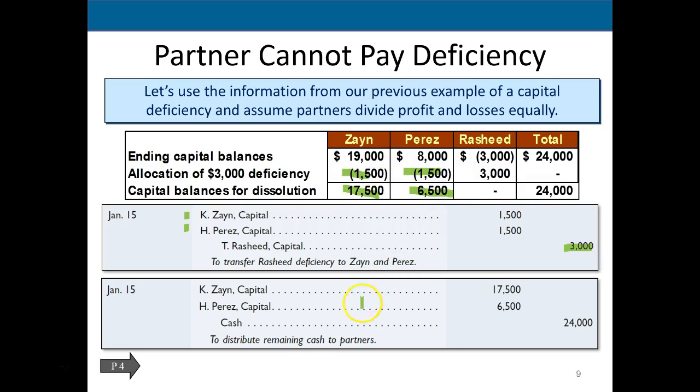Then we can just pay off just like we would normally. Cash has 24,000 on the books. We're going to make it go down to 0 because we're going to pay it out. So we will credit the cash, making it go down, and then we'll debit the capital accounts, making them go down to 0 by what's in the two remaining capital accounts respectively.